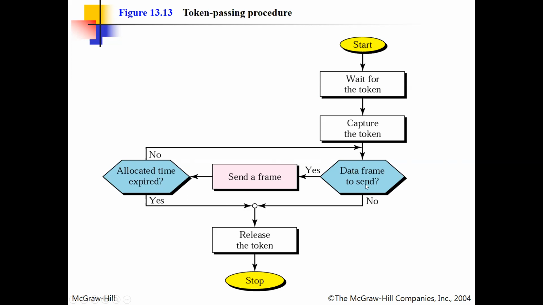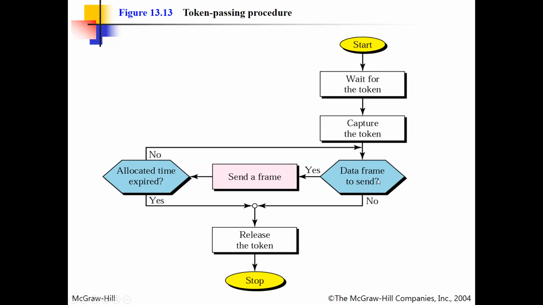However, if that station has data to send, it will send its frame through the token that will circulate within the network. Now the token can stay with the device only for a particular period of time. Otherwise, only one device would have more access to that particular token. So every device can use the token for a particular period of time.